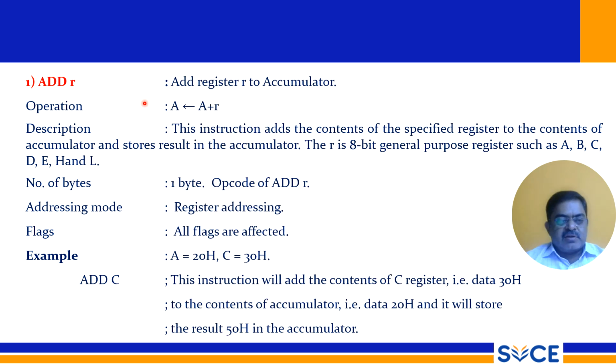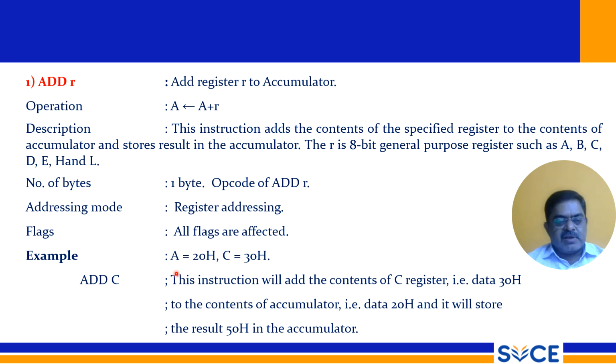ADD R: whatever the contents are in R will be added to the accumulator contents, and the result will be stored in the accumulator again. So this is one arithmetic operation, in register addressing mode. All flags are affected since we are manipulating the data in the registers. In the earlier data transfer group no flags were affected, whereas from here on all flags will be affected.